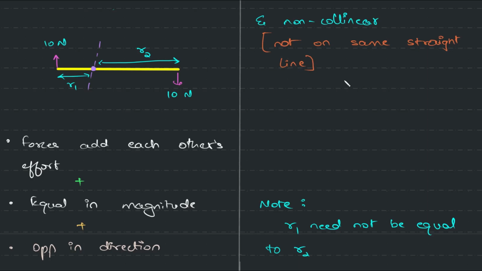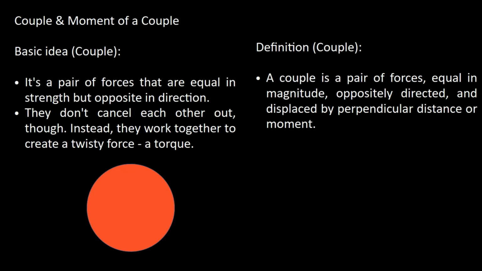So all of this put together, you have the idea of a couple. The pair of forces that are equal in strength but opposite in direction. Of course, it's not the entire definition. They cannot cancel each other out, though. Instead, they work together to create a twisting force, a torque. So a couple is a pair of forces equal in magnitude, opposite in direction, and displaced by a perpendicular distance or moment. As a pair, they are known as a couple.